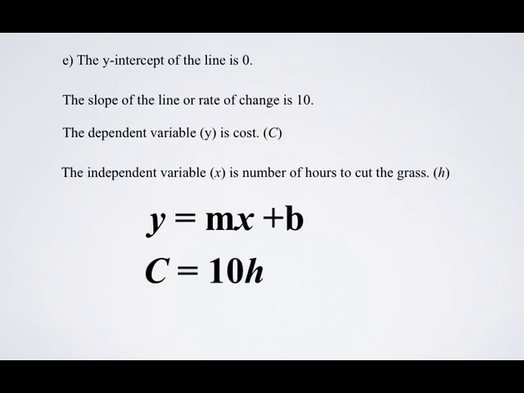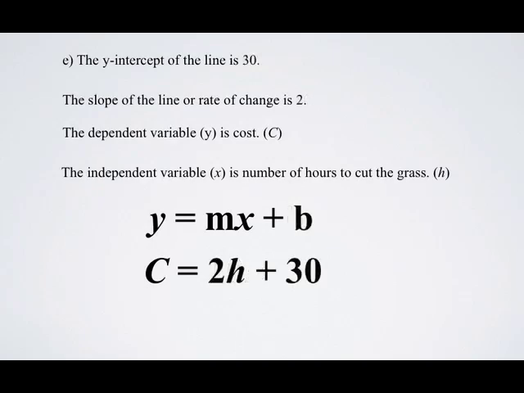When you look at the algebraic model, we have y equals mx plus b as our standard equation for a linear relation. Since the y-intercept, or b value, is 0, we ignore it, and we replace the y, m, and x variables with the appropriate values from the question. We're left with the equation C is equal to 10h.